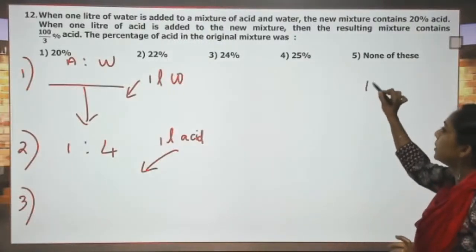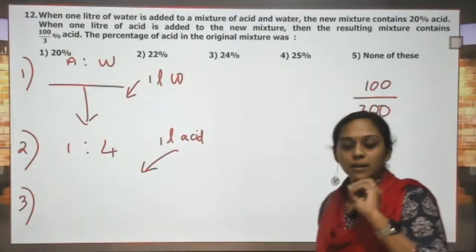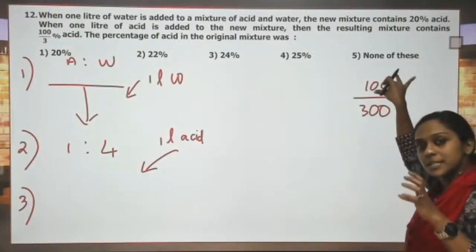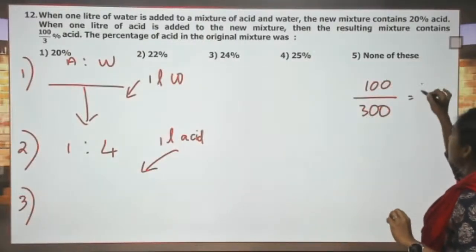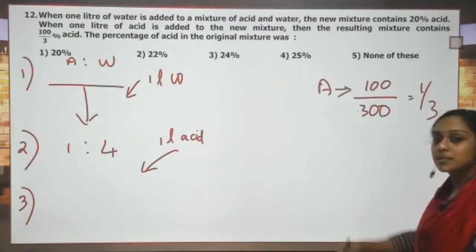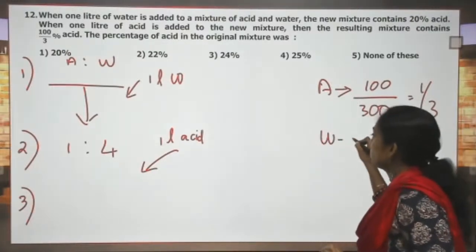100/3%. What is 100/3%? That is 100/300. Percentage means you are getting 100 in the denominator. So 100/3% means 100/300, or 1/3. And what is this 1/3? That is the content of acid. Acid is 1/3, which means how much is water?